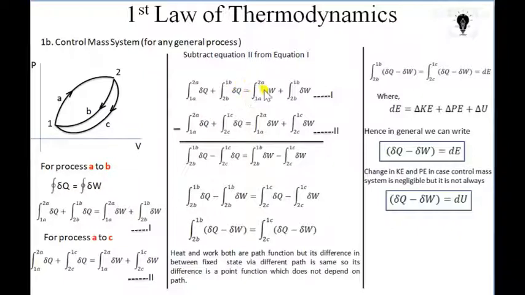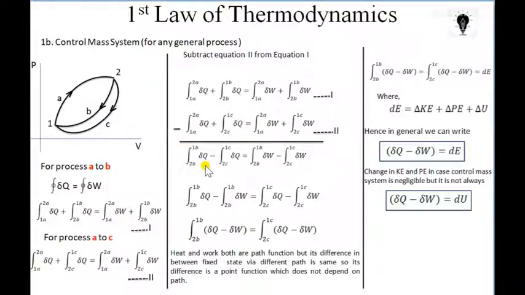After that, on the opposite side of the equality, the integral from 1a to 2a of del w will be common. They also cancel each other. At the end we will see it will be the integral of 2b to 1b of del q minus the integral of 2c to 1c of del q equal to the integral of 2b to 1b of del w minus the integral of 2c to 1c of del w. All common terms get cancelled and we will get this expression at the end.